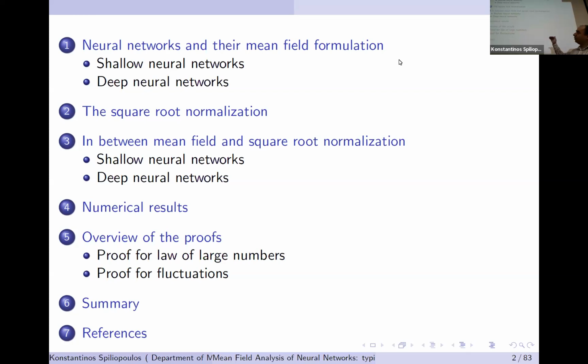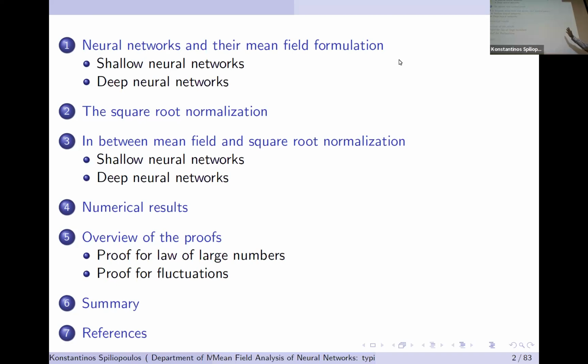And I will go through the main ways to do that, which is the mean field scaling, the square root scaling, which is what is being used a lot in the literature, which goes by the name of Xavier initialization, and then what happens in between, to cover the regime in between, and then I will conclude with some numerical results, and if we have time, we'll go a little bit over the proofs.